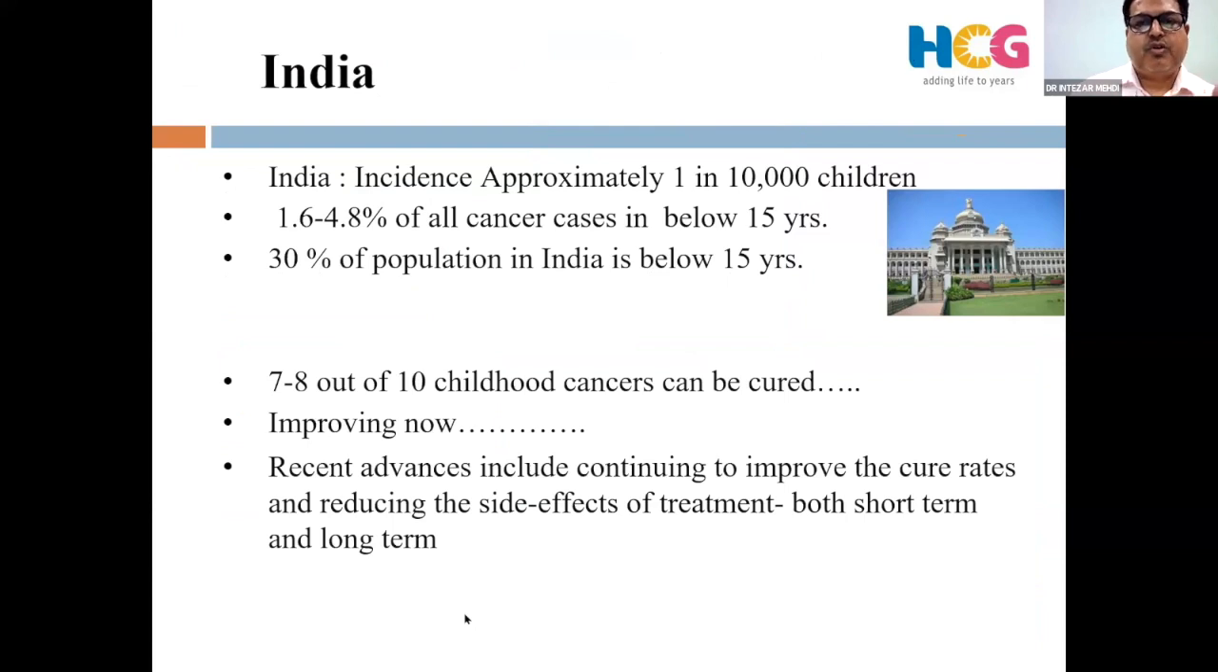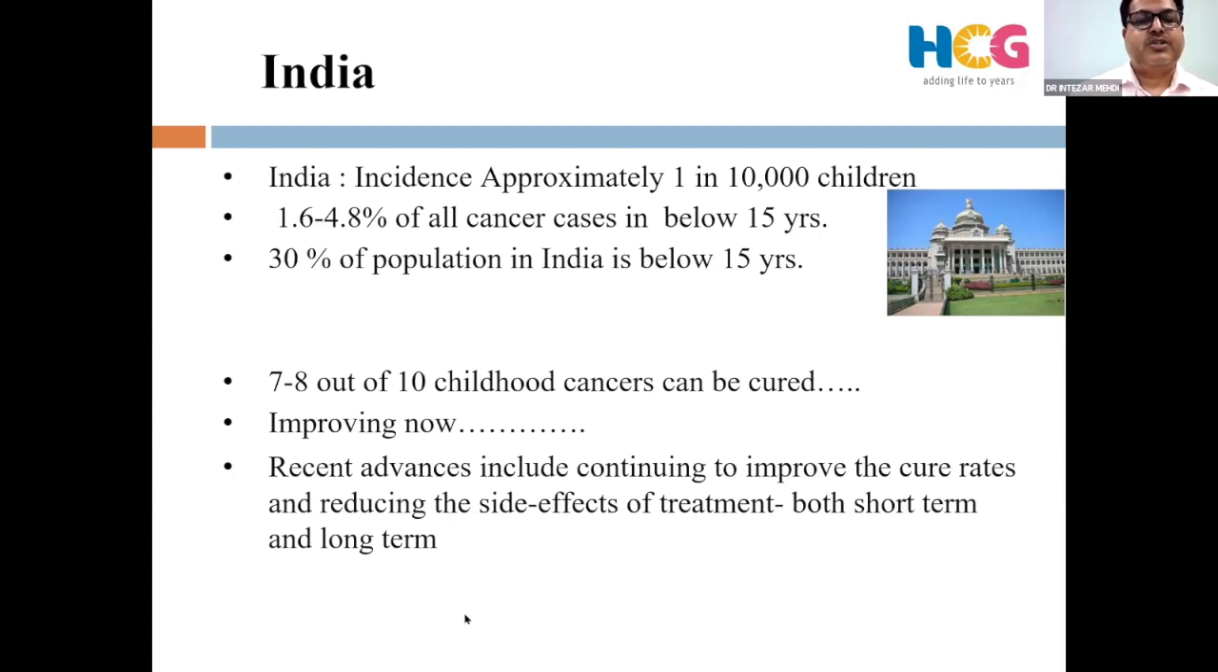Fortunately, it's less than 5% of all cancers. But then, as we know, our country has a population of close to 145, 150 crores. 30% of the population in India is below 15 years. So about 50 crore children are at risk. So you can imagine how many cases will be diagnosed every year. And if you look at the data, about 20 years ago, the published data said that the childhood cancer cure rate was dismal, at less than 30% in our country.